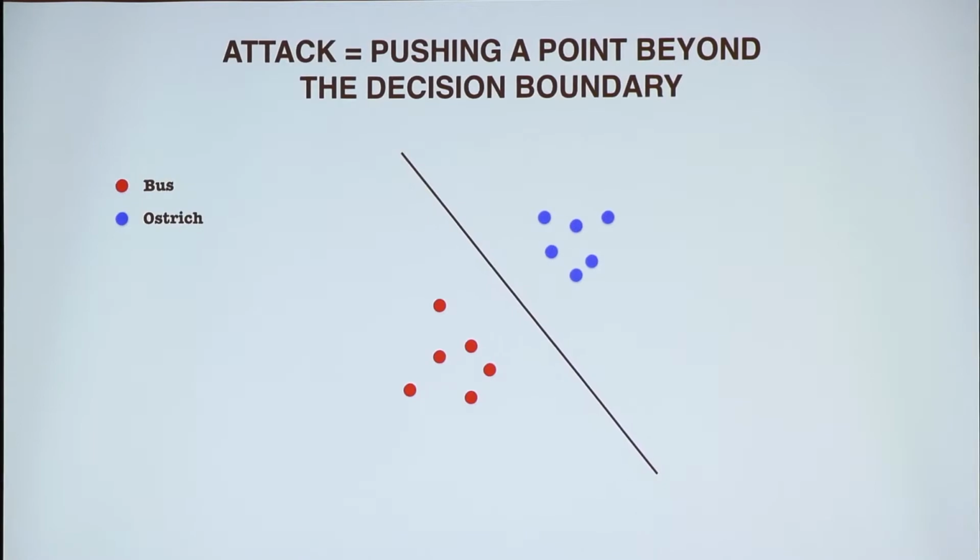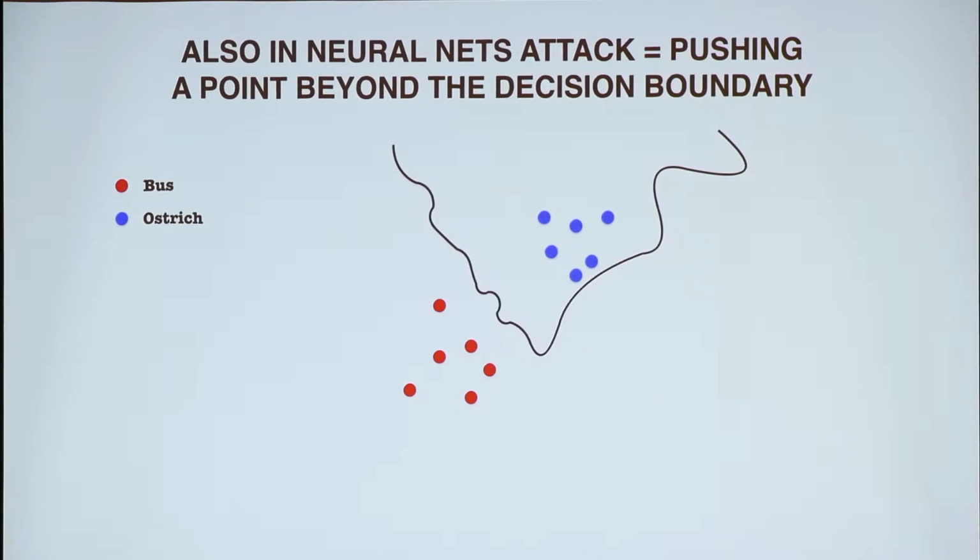What adversarial noise does is push a point beyond the decision boundary. We take our data point that's classified as a bus, we add some noise to it, and now it goes across the decision boundary. It still looks like a bus to us, but the classifier thinks it is an ostrich because it got classified in that region. And this is not only true for linear classifiers, it is also true for neural networks, where an attack is pushing a point beyond the decision boundary. For neural networks, an attack is somewhat trickier because they are basically manifolds with all these pockets, and you have to understand how to push that point across the decision boundary.